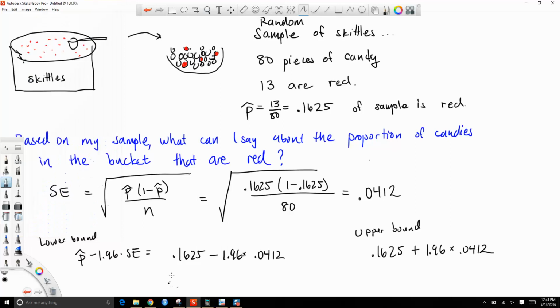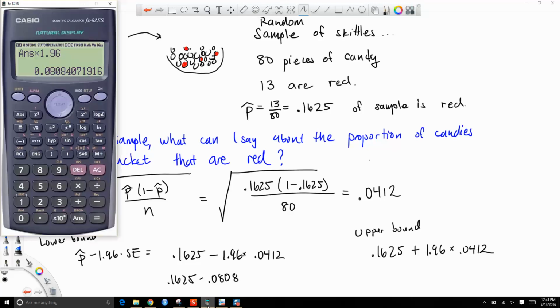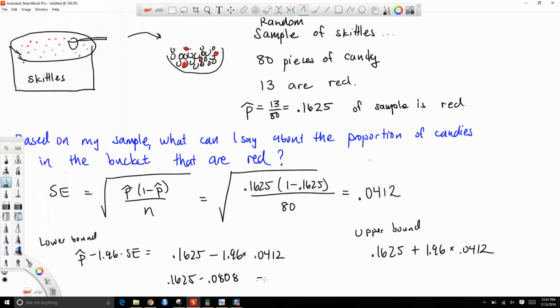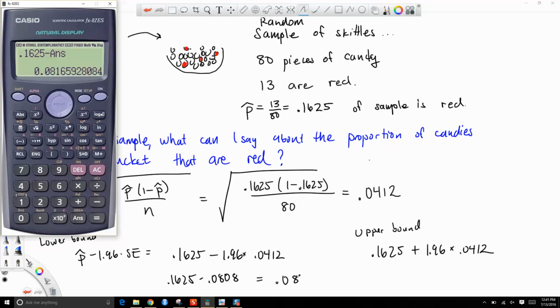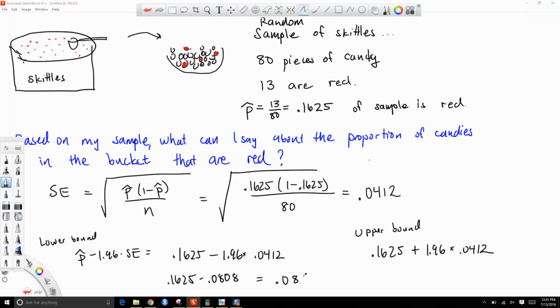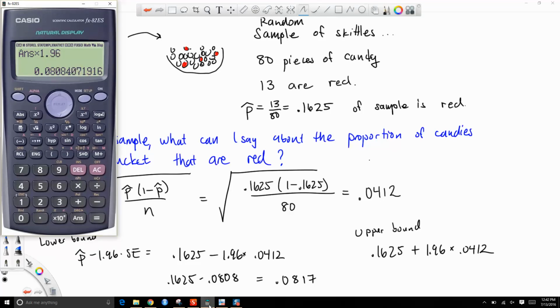So I'm going to have 0.1625 minus 0.0808. All right, so let's do this. And I get 0.0817. Oh, what happened? Okay, and then on the other hand, I'm going to have plus 0.0808. What's that? 0.2433.